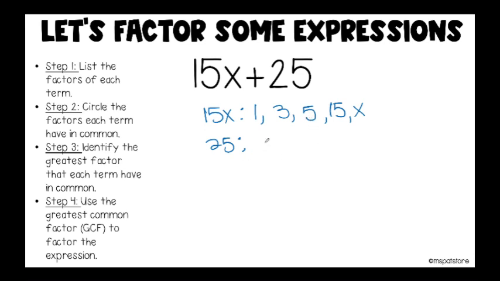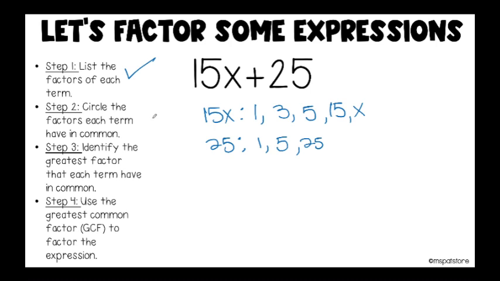Now I need to think about what numbers I could multiply to get 25. So if I multiply 1 times 25, I will get 25. And also 5 times 5. So I'm going to just put 1, 5 in here. So I am done with step number 1.